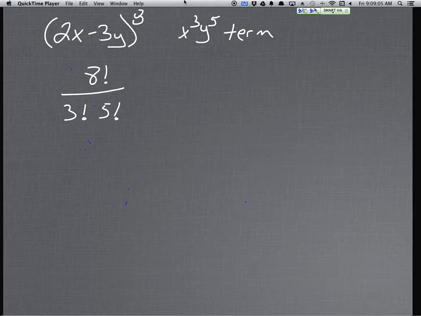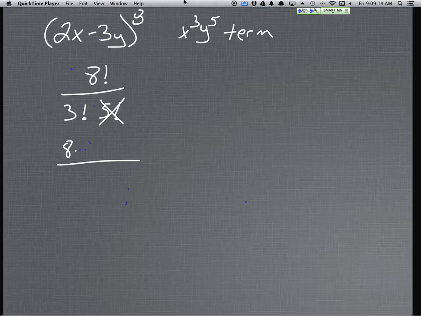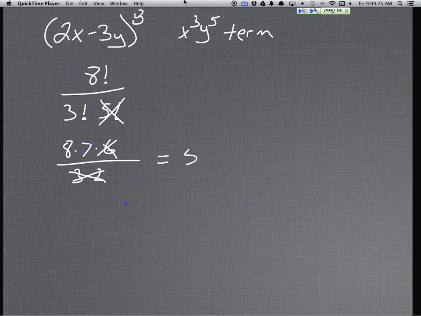Alright, so what do I want to cancel out at this point? 5. I want to cancel the 5 out. So what does that leave me with in the top? 8, 7, and 6. And on the bottom I have 3 times 2. Take out the 6. So the 3 and the 2 cancel with the 6, and we get 56.